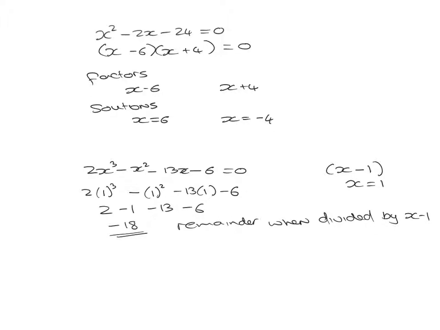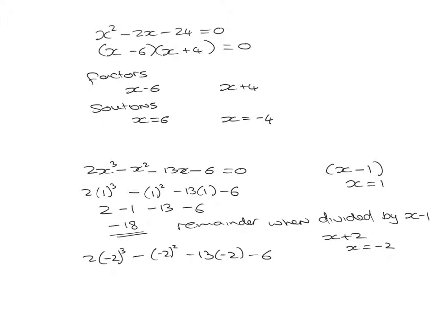But let's see, what if we tried x plus 2, for example? If we think x plus 2 might be a factor, then we're going to substitute in x equals negative 2. So if we go back to the original expression, 2 times negative 2 cubed minus negative 2 squared. Just make sure you're using the brackets.